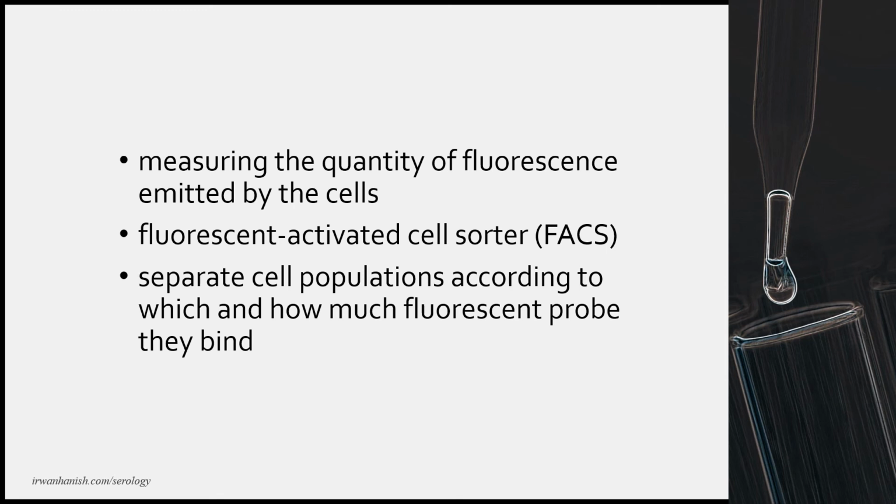To make it simple to understand, think of it like this. The probes are like balls with different colors. Different balls will bind to different biomarkers. So the machine can sort out the balls. It can tell you how many balls you have for each color. That machine is called a FACS machine.